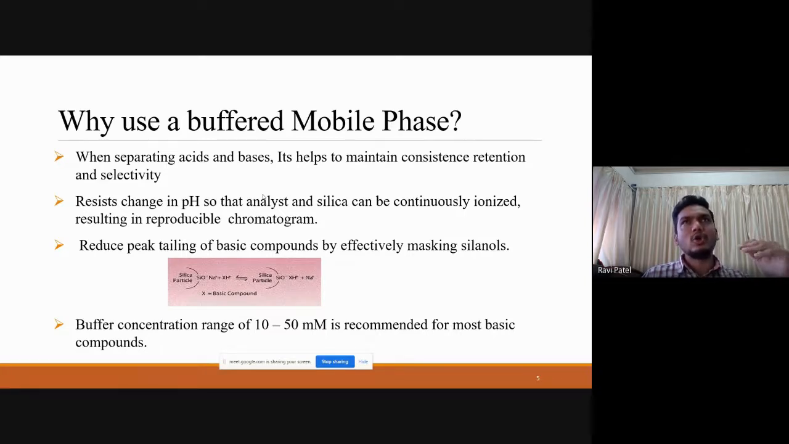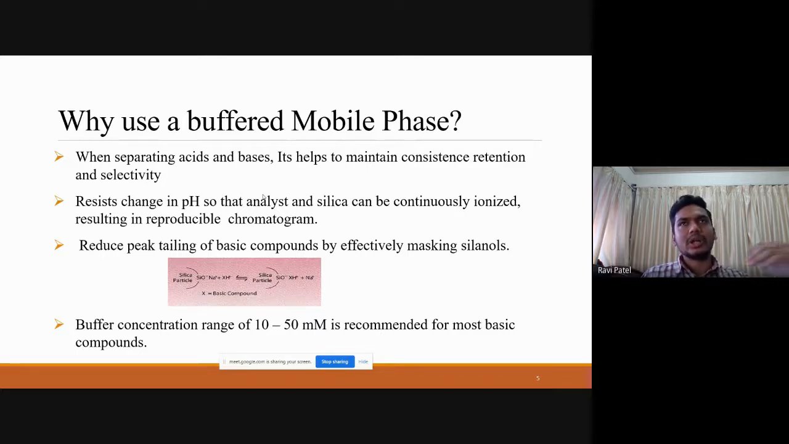As we all know, when we are using only water and methanol, there may be chances of fluctuating the pH of the mobile phase. Suppose I am using water from my lab, it has some pH. If I am using water from another lab, it has another pH. So fluctuation of this pH fluctuates the RT of our analytes, and we are not getting a reproducible chromatogram. In industry, it is crucial to have reproducibility in terms of RT as well.